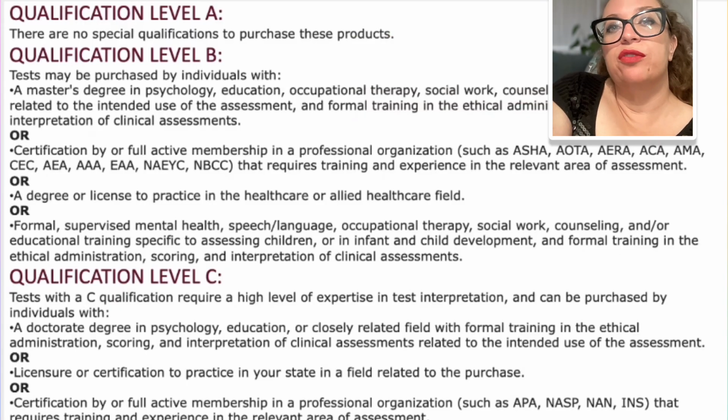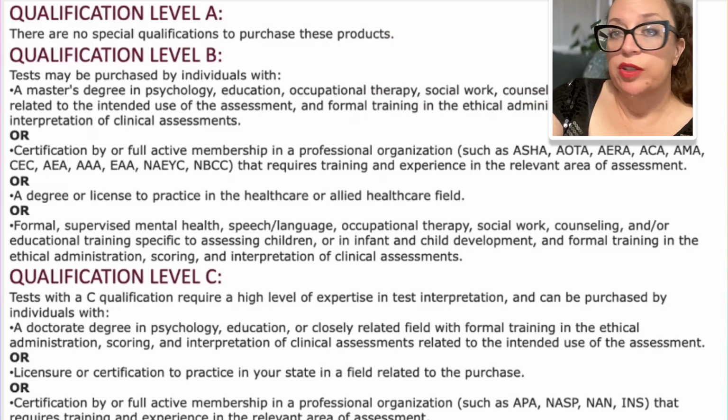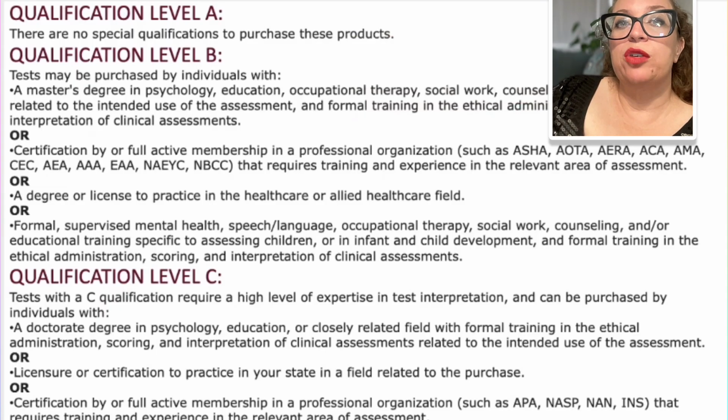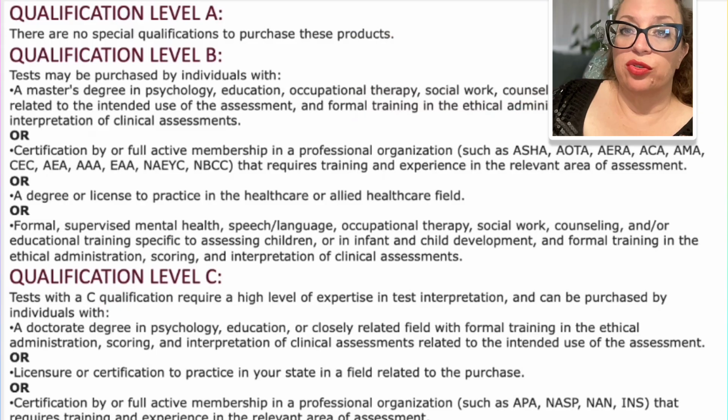So we have three general levels of qualification here. The first, level A, is no specific qualifications. Level B, we have a few instances here, things like master's degrees or certification or a license or some type of formal educational training. And then our last qualification level, level C, which is generally a doctorate degree in psychology or education or clinical psychology or something of the like. Also other licenses and professional certifications depending on the test.